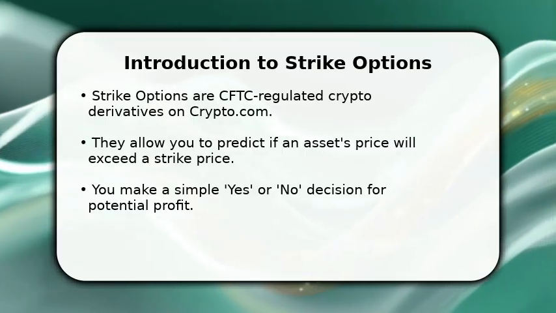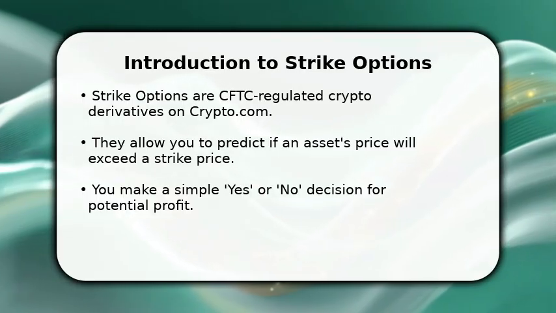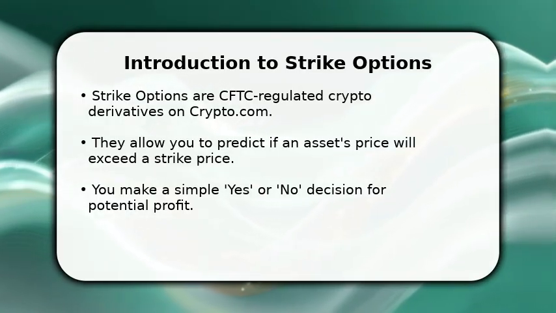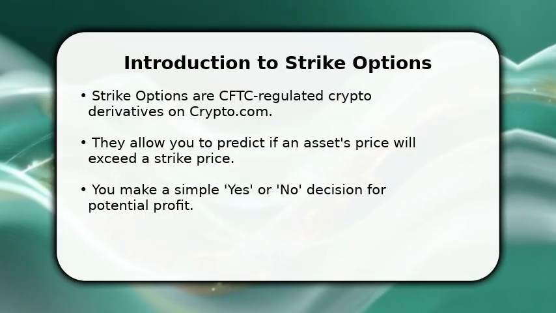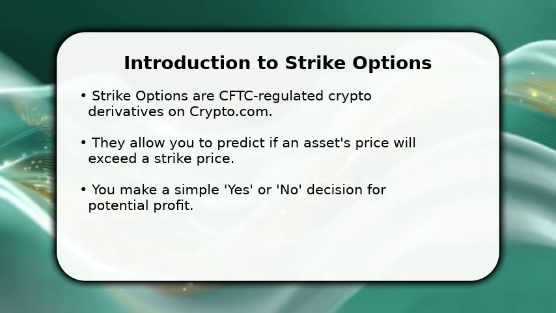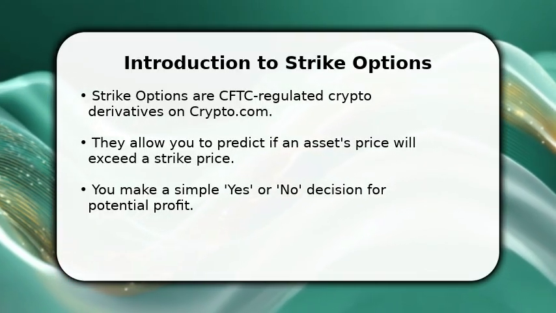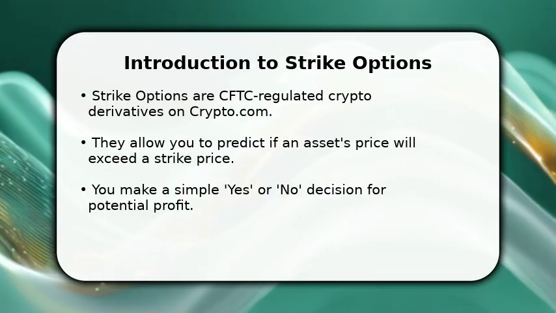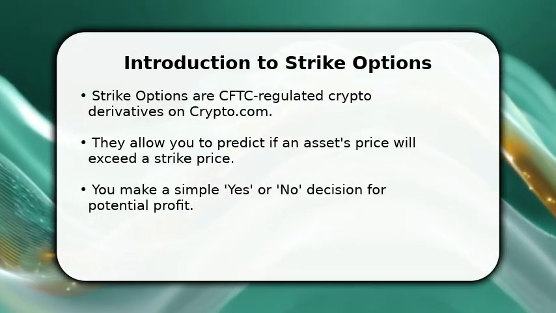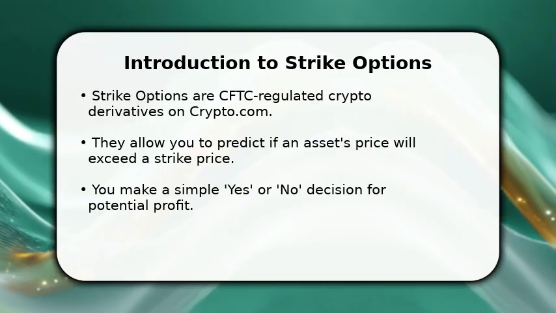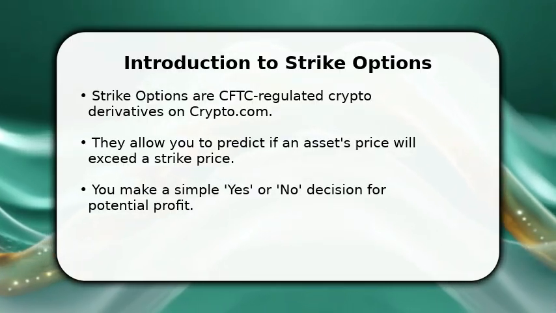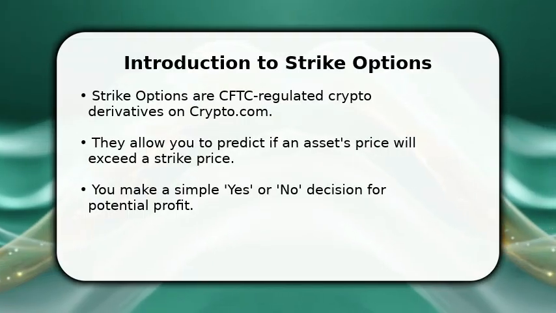In this video, I will explain how to use strike options on Crypto.com. Strike options are a regulated crypto derivative product available in the Crypto.com app. They offer a straightforward way to predict if a cryptocurrency's price will be above a specific strike price at a set expiration time. You simply decide yes or no for potential profit.